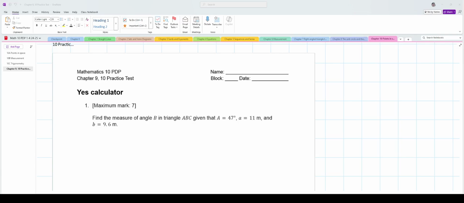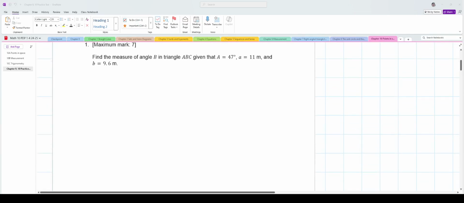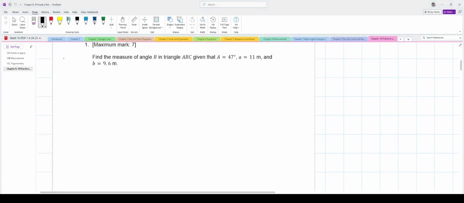Find the measure of angle B in the triangle ABC given that A is 47 degrees, lowercase a is 11 meters, and lowercase b is 9.6 meters. So the first thing that I would do is to write down the graphic organizer. A is 47 degrees, uppercase B is unknown, and uppercase C is unknown. Lowercase a is equal to 11 meters, lowercase b is equal to 9.6 meters, and lowercase c is unknown. Now we're looking for the measure of angle B, so let's call that x.